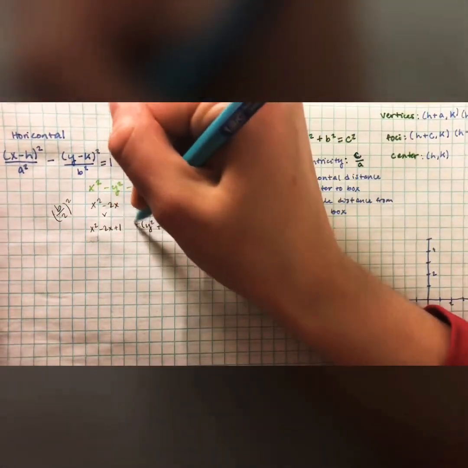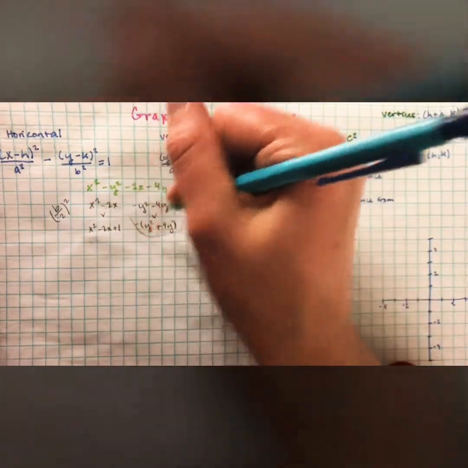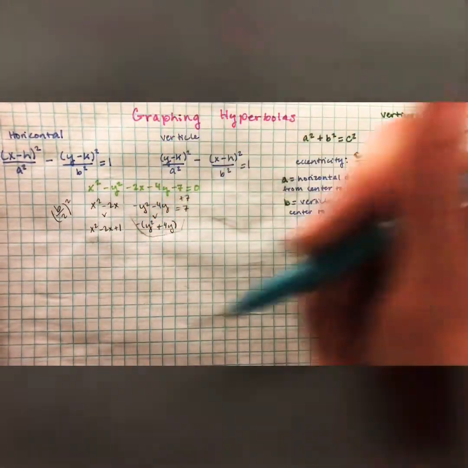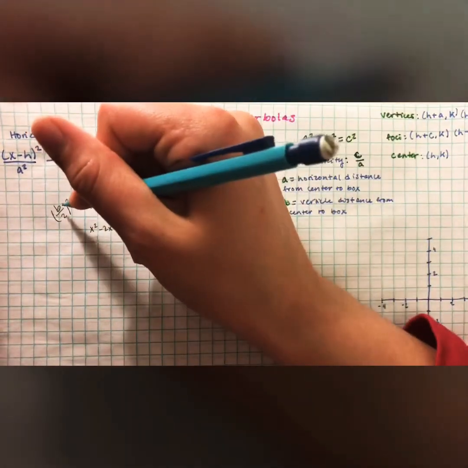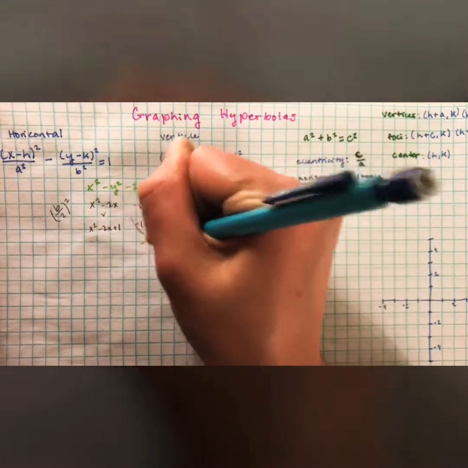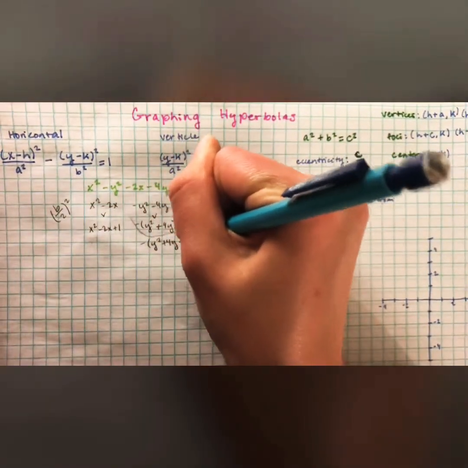And then we're going to do the same with our negative y squared plus 4y. So we have 4 over 2, and that's going to be 2. Square that, and that's going to be plus 4. So now we have negative y squared plus 4y plus 4.